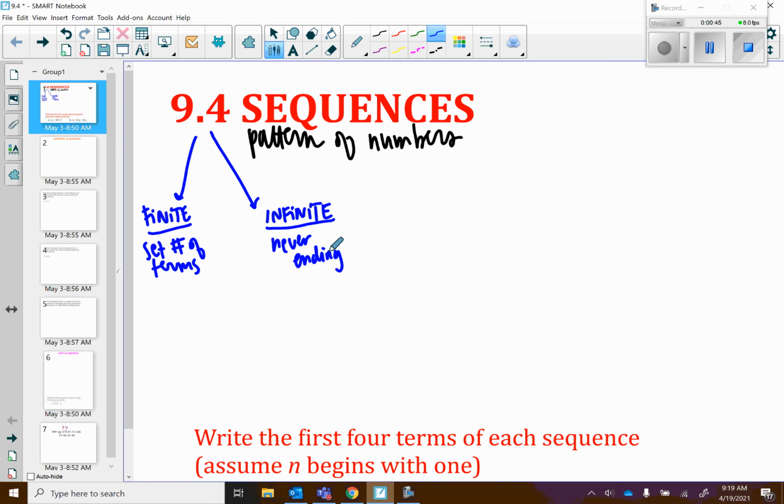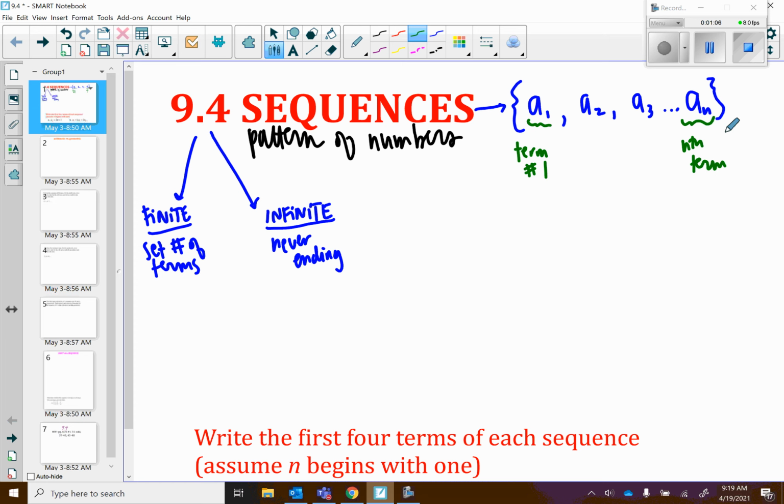Often we use the letter A to denote different terms in a sequence. So a sequence would look like this: A1, A2, A3, all the way to A sub n, where each of these is a term. For example, this is term number 1, the first term. This would be the nth term. N as in to say we don't necessarily know where it ends, and of course, this is term number 2, the second term. So what else do we need to know?